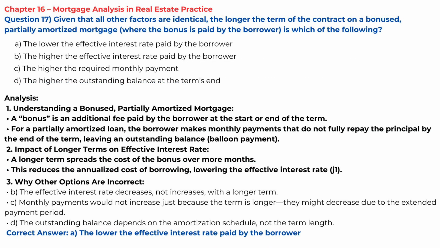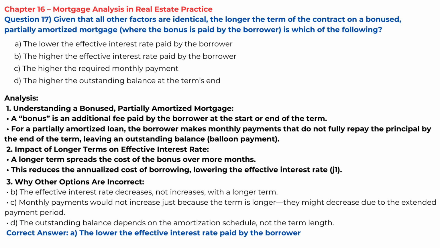Question 17. Given that all other factors are identical, the longer the term of the contract on a bonused, partially amortized mortgage, where the bonus is paid by the borrower, is which of the following? Analysis. 1. Understanding a bonused, partially amortized mortgage. A bonus is an additional fee paid by the borrower at the start or end of the term. For a partially amortized loan, the borrower makes monthly payments that do not fully repay the principal by the end of the term, leaving an outstanding balance, a balloon payment.